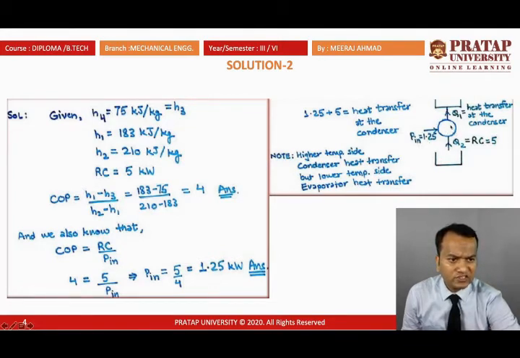So this is the junction point. The power input enters the refrigerator, and Q2 also enters the refrigerator, so the summation of these is equal to Q1. So 1.25 plus 5 is equal to the heat transfer at the condenser, Q1. So Q1 is 6.25 kilowatt. Note that the higher temperature side is the condenser heat transfer and the lower temperature side is the evaporator heat transfer.